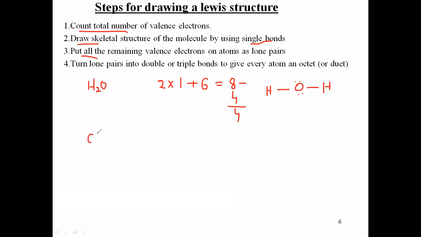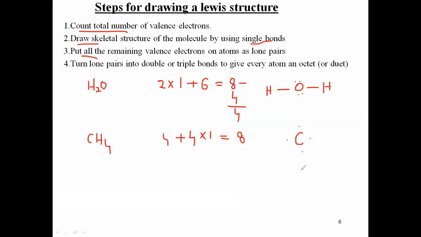Now we will move to the CH4 molecule. Carbon atom has 4 valence electrons, plus hydrogen atoms. 4 hydrogen atoms are there, each carrying 1 valence electron. So total 4 into 1, 4. 4 plus 4, 8. And I am drawing carbon with 4 valence electrons.